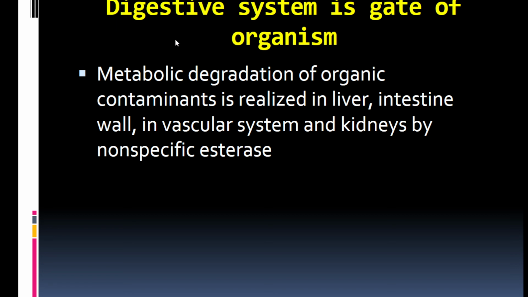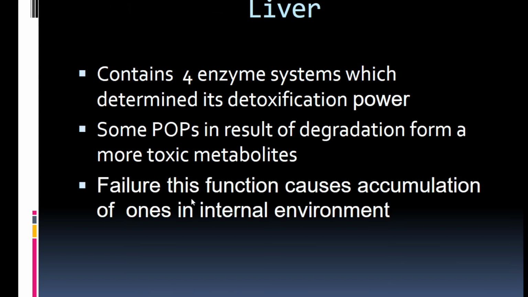For the digestive system, which is the gate of the organism and the first system to accept the action of these pollutants, we know that metabolic degradation of organic contaminants, organic pollutants, is realized in the liver, intestine wall, vascular system and kidneys by non-specific esterase. And these processes, first of all, affect the digestive system.